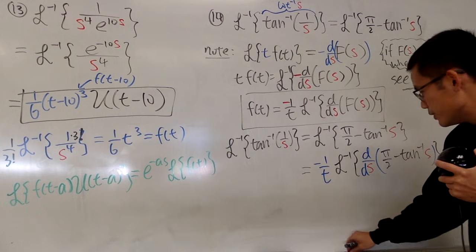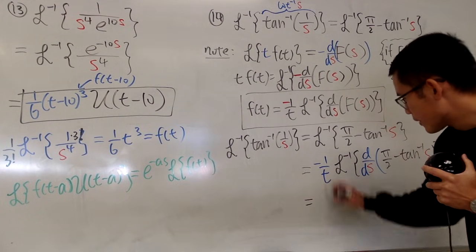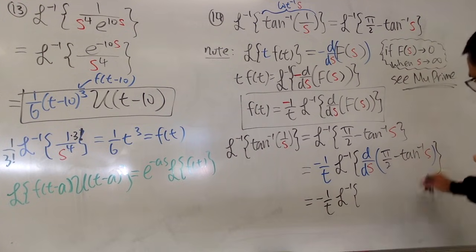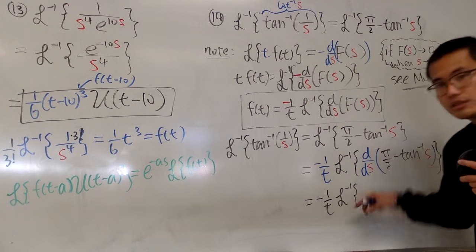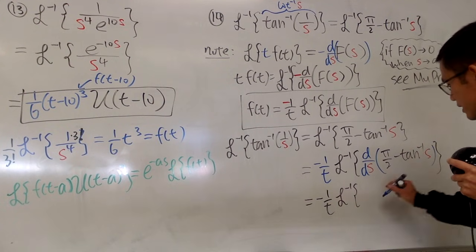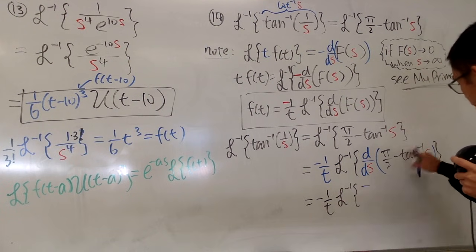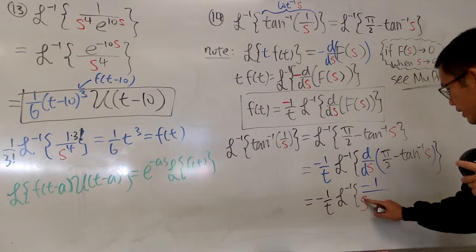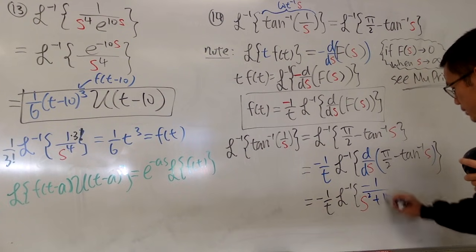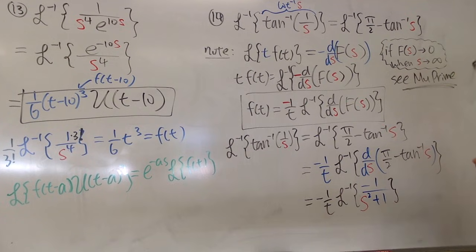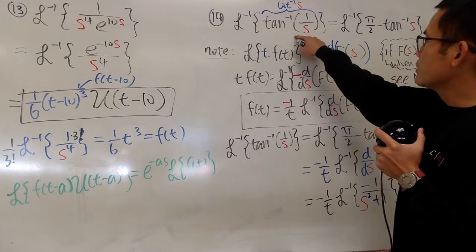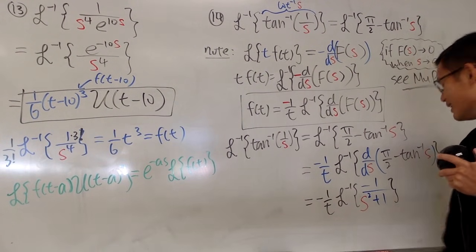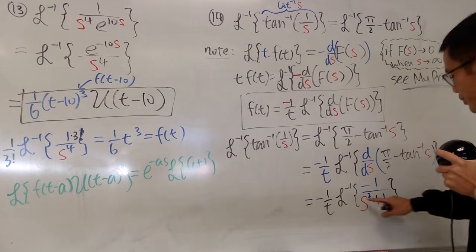Now let's see if this is really any good or not. Here in the front is negative 1 over t, and then do the inverse Laplace. Inside here, the derivative of this is just 0. The derivative of this right here is actually negative, and then we have 1 over s squared plus 1. And again, if you differentiate this, differentiate that, and differentiate this, they are all the same derivative. And again, I'll show you guys the proofs later on.